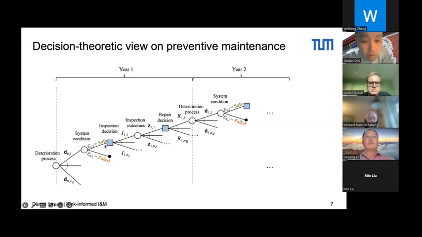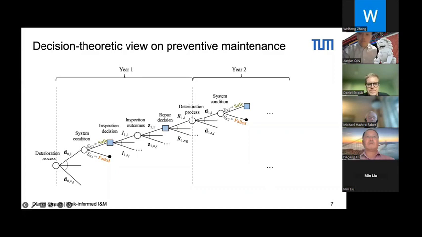If it hasn't failed yet, then we can decide to collect information, do an inspection, do different types of inspections. We get outcomes from that. These are, again, different types of possible outcomes. Based on these outcomes, we might decide to repair or not, or different types of repairs, replacements. And then it goes on, the deterioration process continues again, stochastic, and the whole thing repeats in the next time interval and so on. So this is a decision tree that already shows the complexity of this whole thing.